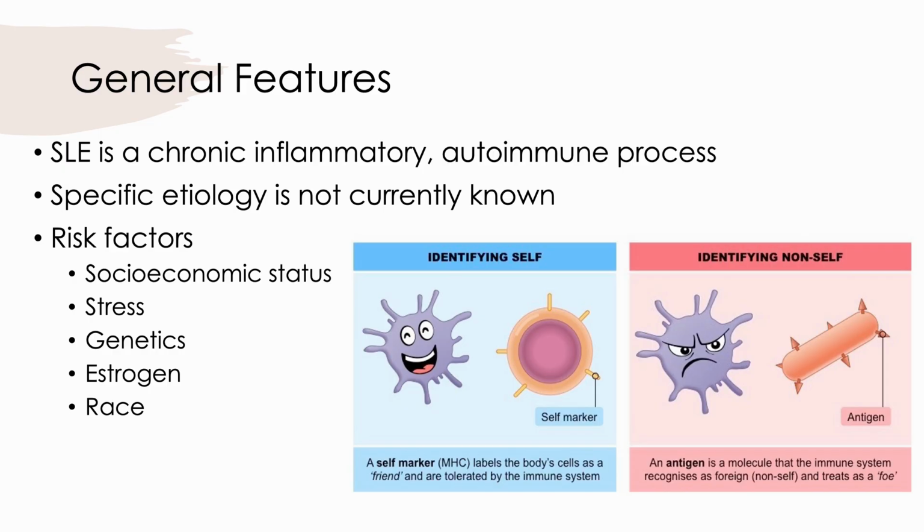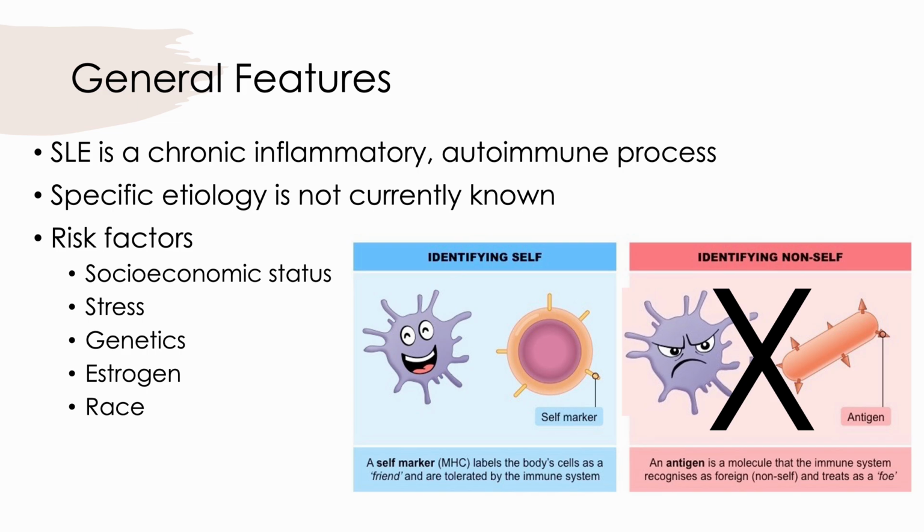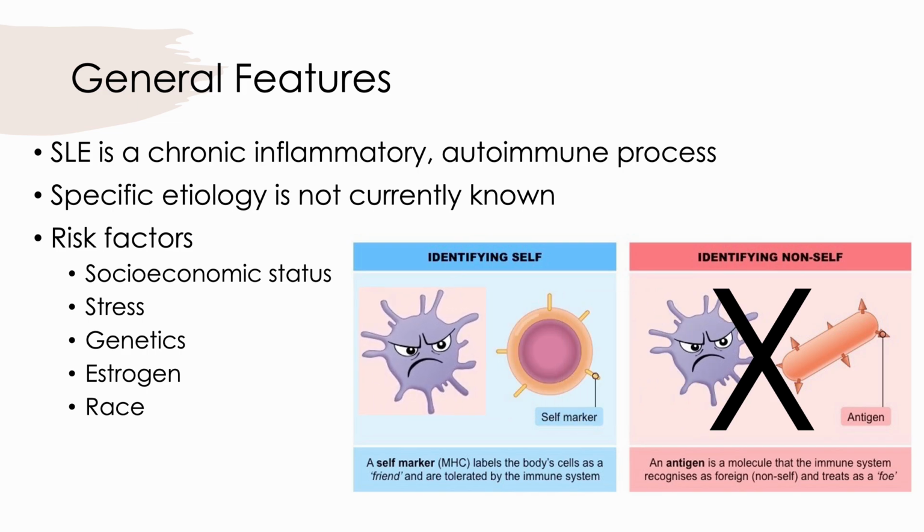Systemic lupus erythematosus is a chronic inflammatory autoimmune process accompanied by destruction of tissues by B-cell and T-cell response to self-antigens. As you can see in the animation, typically B and T cells target and destroy antigens and allow self-markers to live peacefully within the immune system. Unfortunately, with lupus, there is a miscommunication, where the immune response has a compromised antigen detection system and self cells are targeted as harmful.